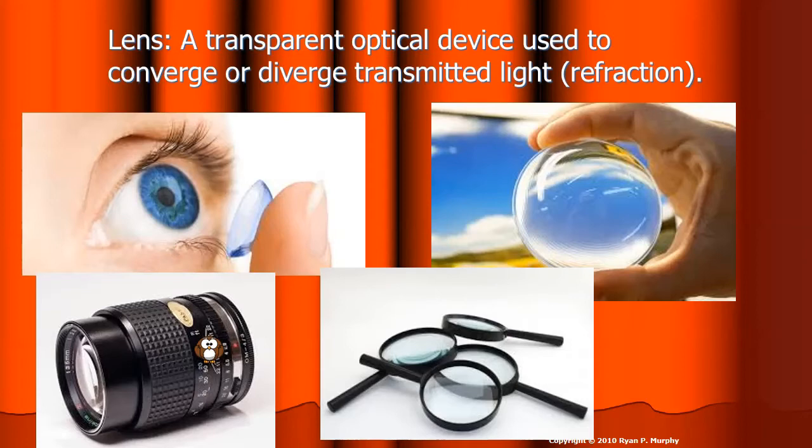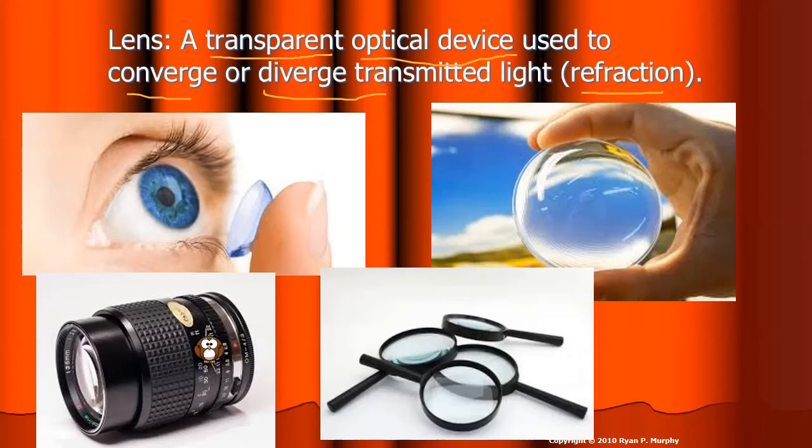So a lens is a transparent optical device used to converge or diverge transmitted light. In other words, it's something that does refraction. That's a lot of really big words there, but you know what transparent means, right? See-through. An optical device is just something that does something to light, and it's used to converge or diverge transmitted light. And we're going to talk about that in a second if you don't know what that means.